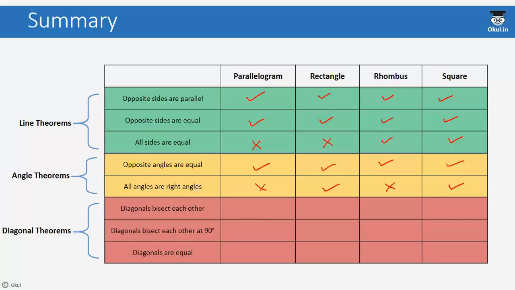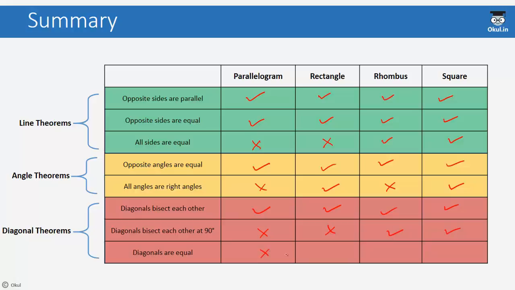Now the last ones are diagonal theorems. Since it is true for a parallelogram, definitely it will be true for a rectangle, rhombus and square. The next one is diagonals bisect each other at 90 degrees. It is not true for a parallelogram and it is also not true for a rectangle, but it is true for rhombus and square.